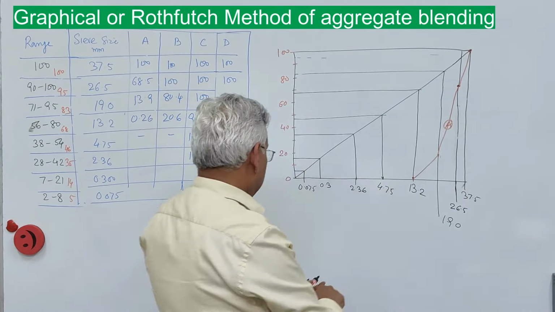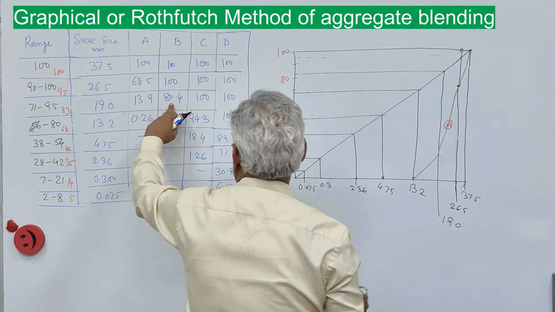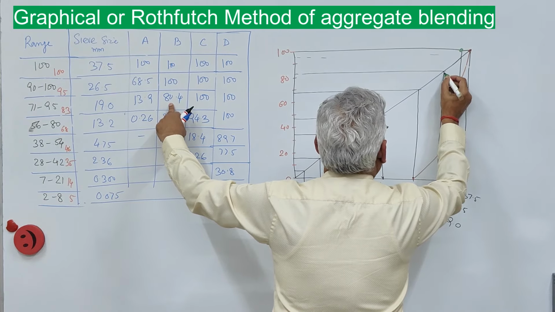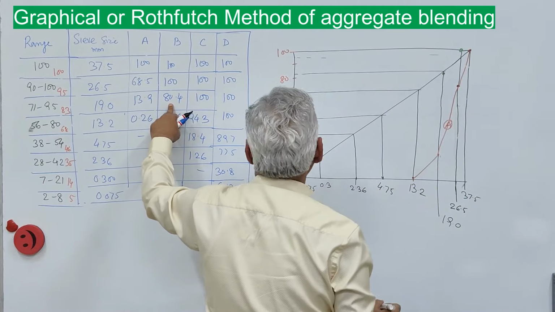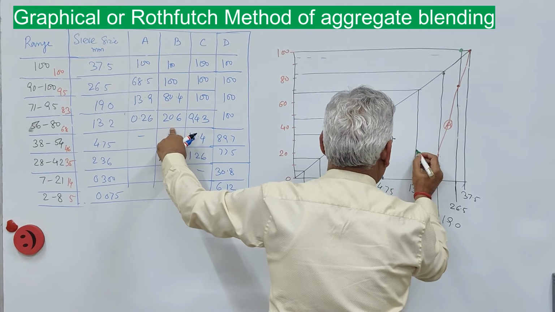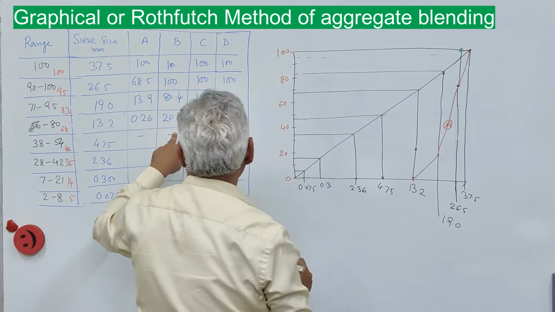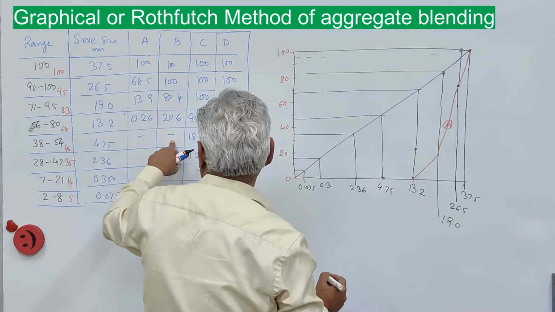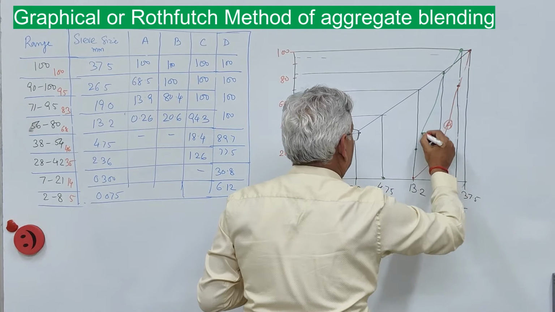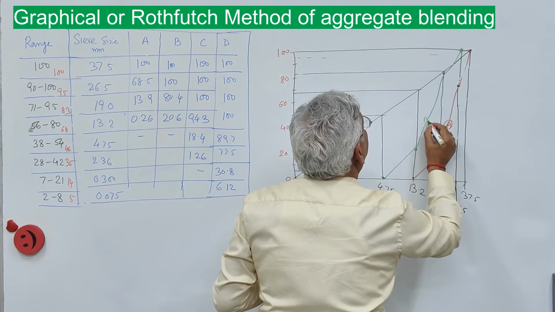Similarly, you plot aggregate B also. 100% corresponds to 26.5, so it will start from here. Then 80.4, somewhere here, at 19 millimeter. Next is 20.6, this is 20.6. And then 0, this is 0 at 4.75 millimeter. So these are also to be joined by a straight line. This is B.